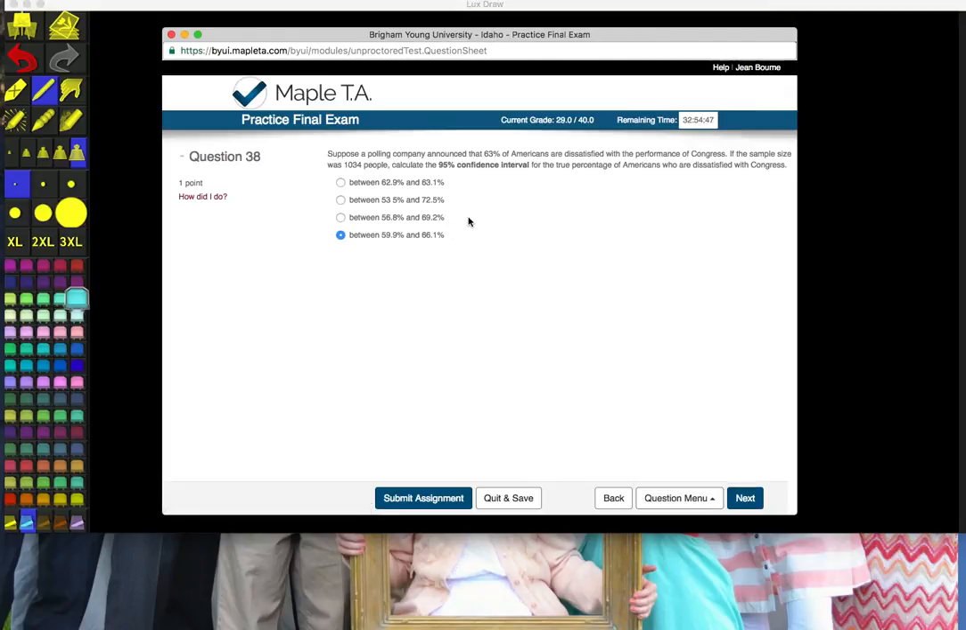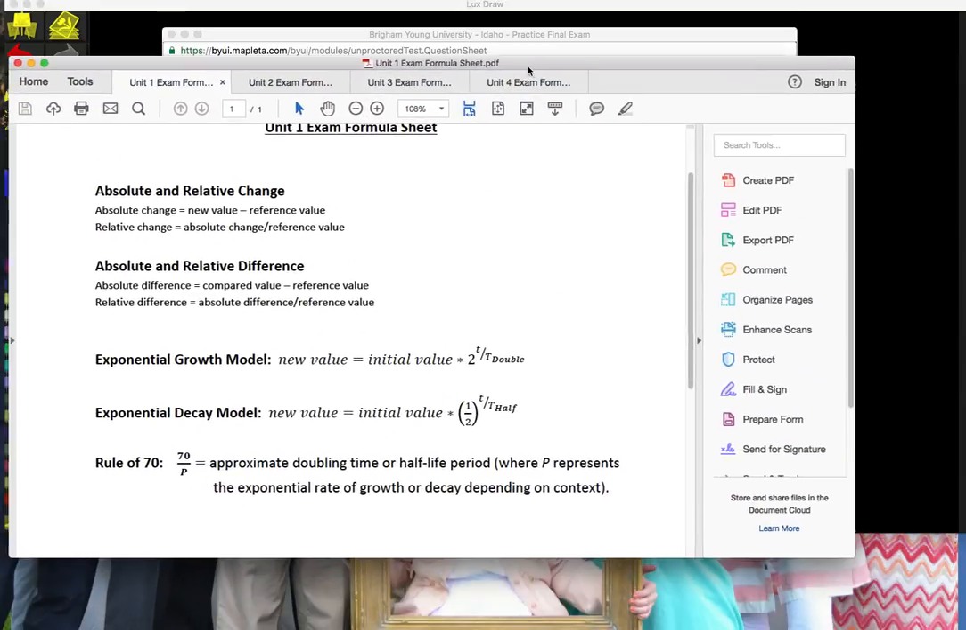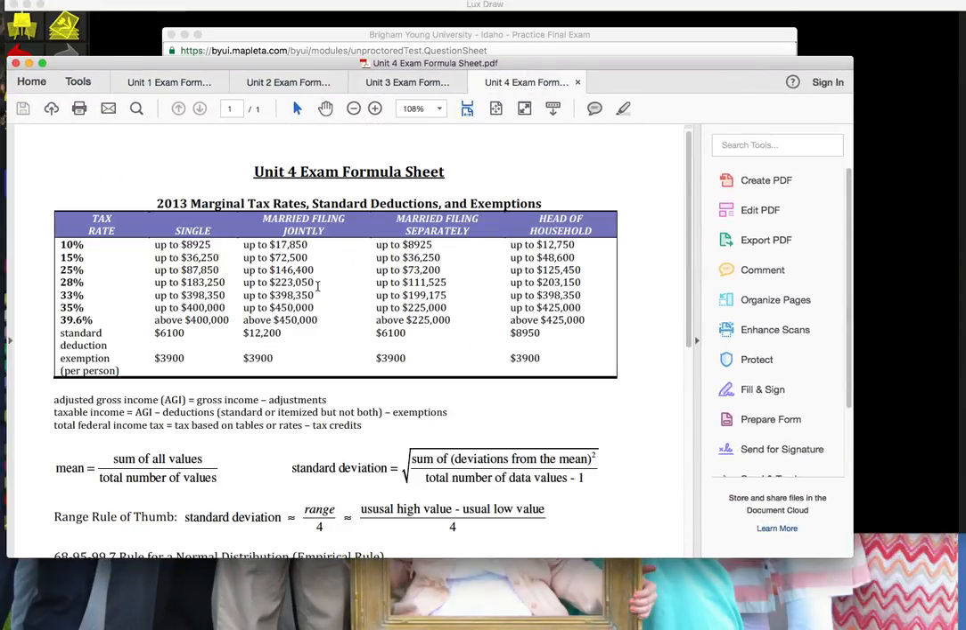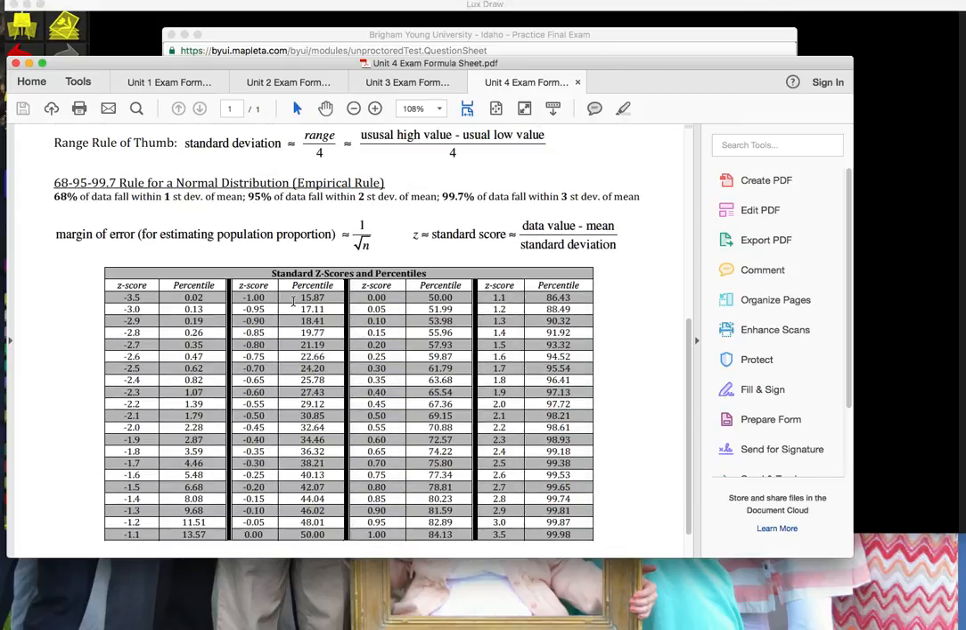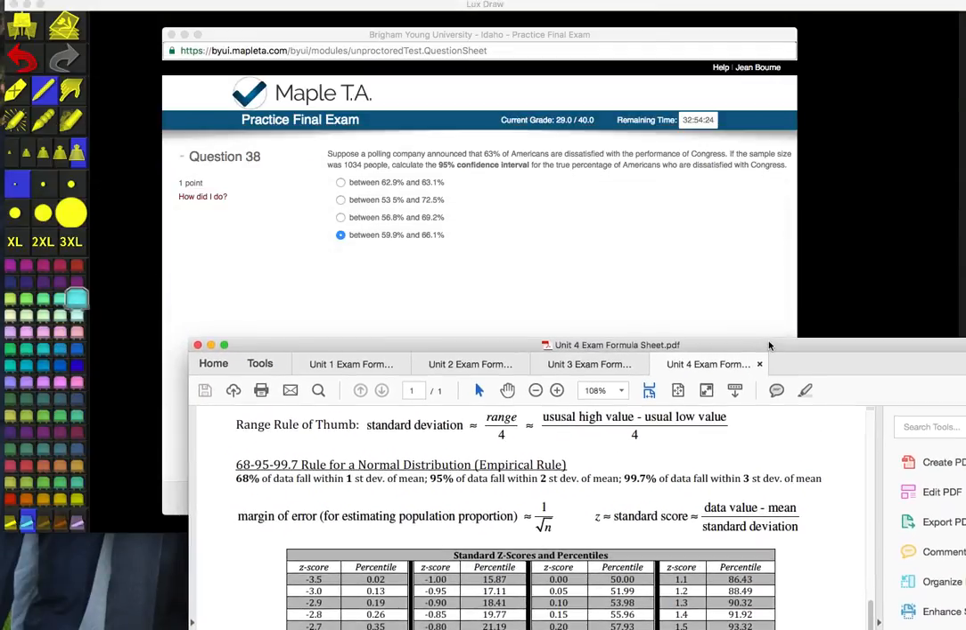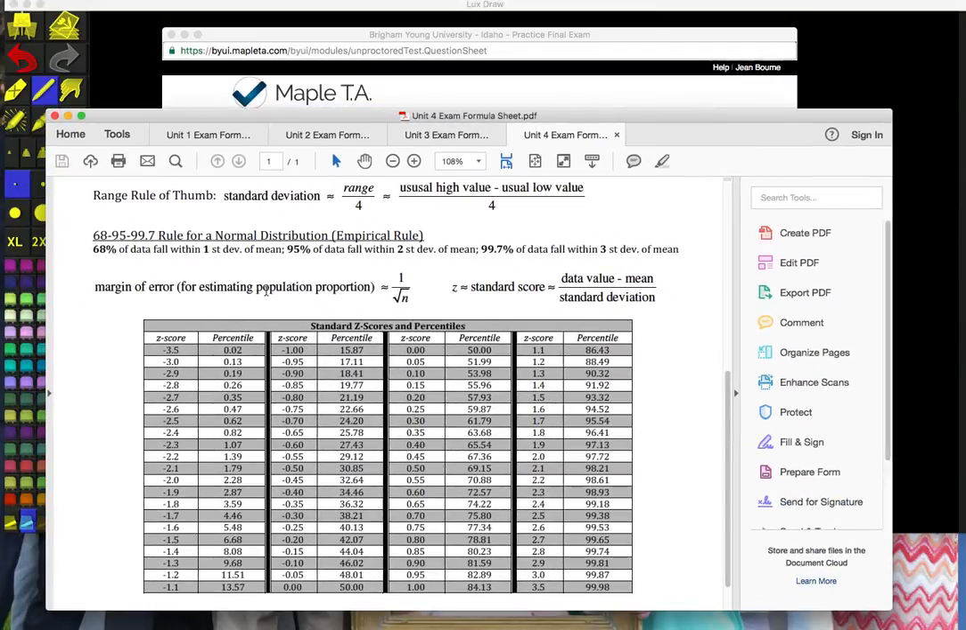All right, suppose a polling company announced that 63% of Americans are dissatisfied with the performance of Congress. If the sample size was this many people, calculate the 95% confidence interval. There's not something that says that on your formula sheet. So you need to know that when they're talking about the 95% confidence interval, they're talking about the margin of error. How big can my error be and have me still feel fairly confident that it's accurate?